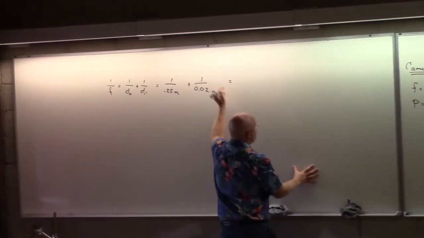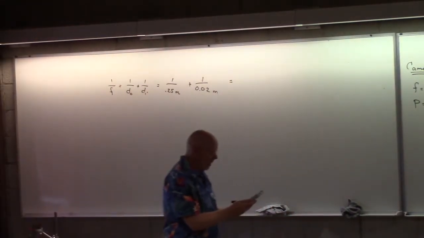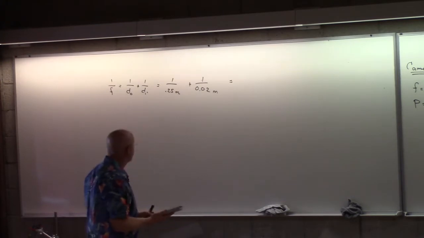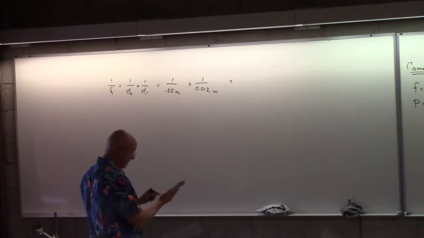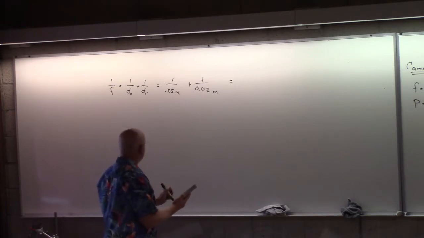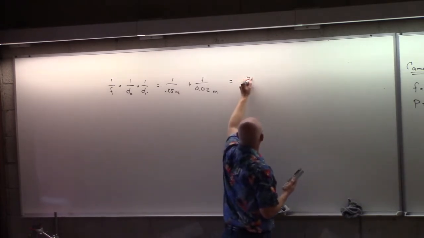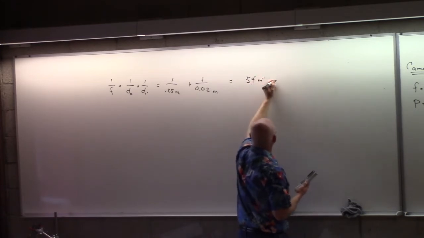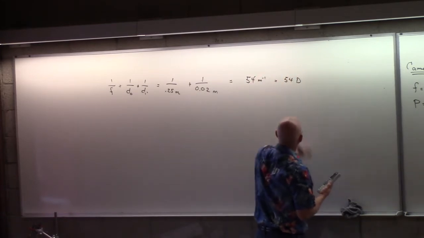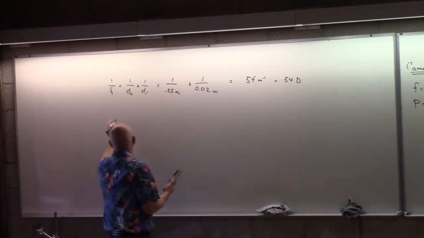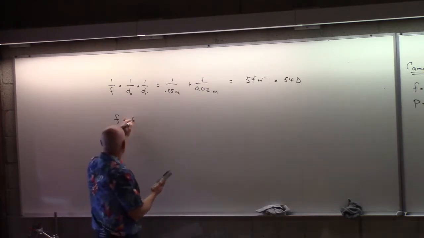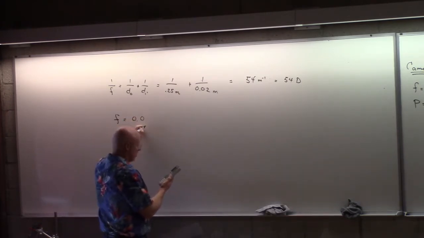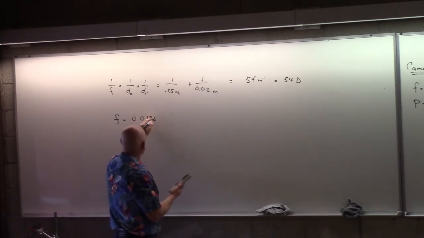So if I grab my calculator here, I can say, all right, what would the focal length be now? And so let me go 0.25 reciprocal plus 0.02 reciprocal, hit enter, and that is 54 inverse meters, which is 54 diopters. And if I now take the reciprocal of that, I get a focal length of 0.0185.